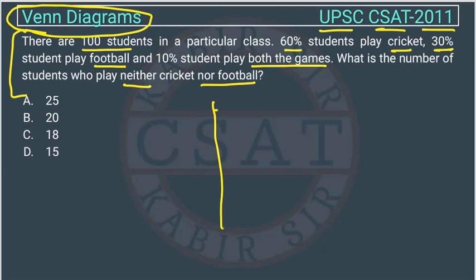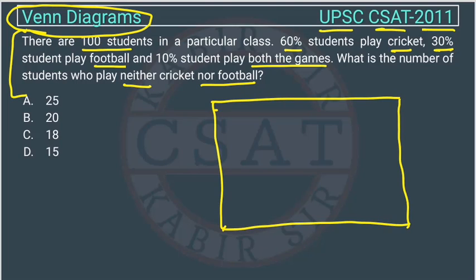Right. So we will make a Venn diagram of cricket. So this box will represent the total number of students. Total number of students are 100. So now this circle is representing who are playing cricket. So how many are playing cricket? 60%. So 60% of 100 will be 60 only, right?